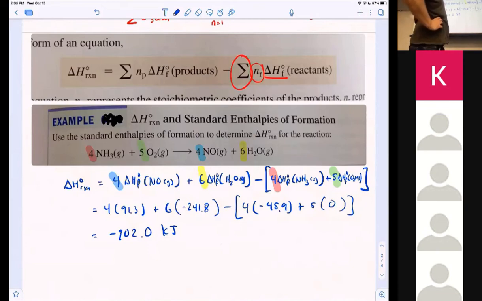Then we apply that. So we have on the product side, 4 moles of nitrogen monoxide plus 6 moles of water, minus the reactants, 4 moles of ammonia and 5 moles of diatomic elemental oxygen. We look those numbers up and then we solve for it and we get minus 902 kilojoules per mole reaction. So questions on how to do that? Okay.